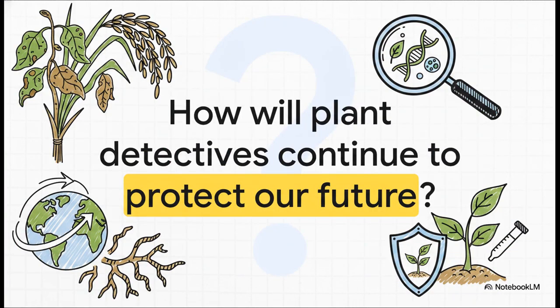From the Irish potato famine to the Bengal famine, history has shown us time and again the devastating power of plant disease. Today, these scientific detectives are on the front lines, using visual clues and molecular forensics to defend our fields. So, the final question to think about is this. In a world with a changing climate and with global trade that can spread new pathogens in an instant, how will these plant detectives continue to innovate and protect our future?